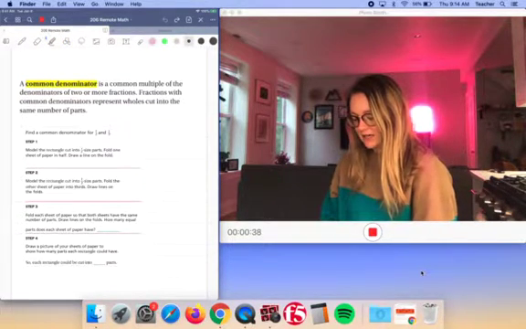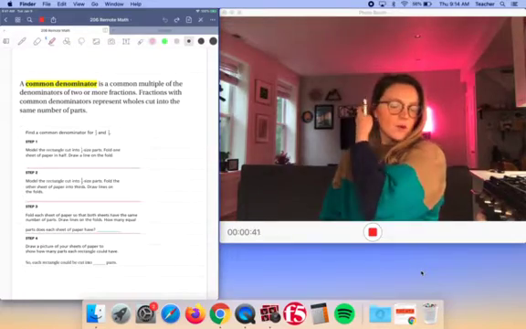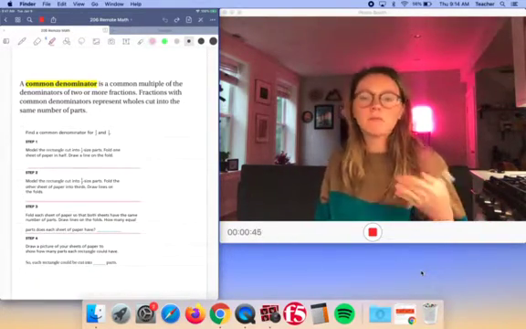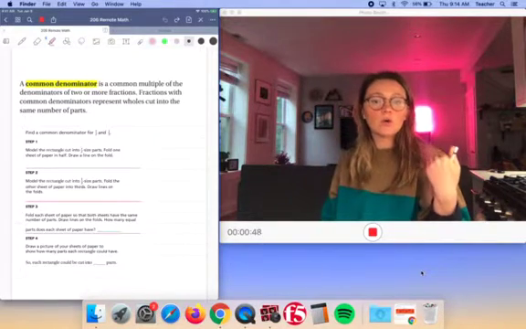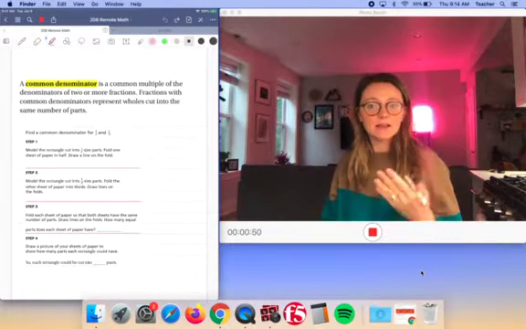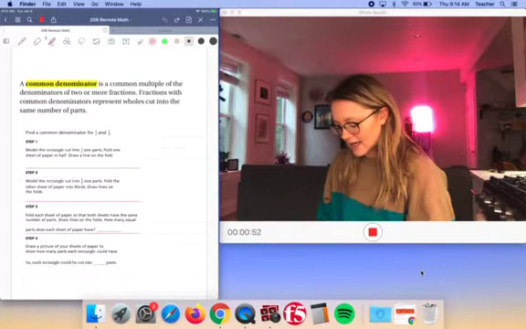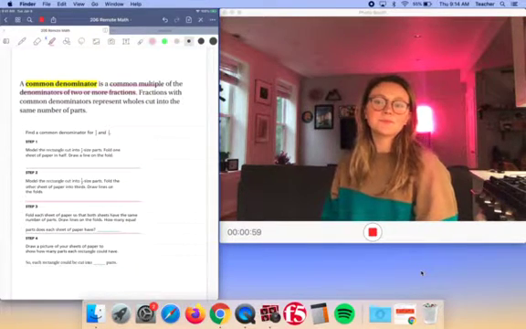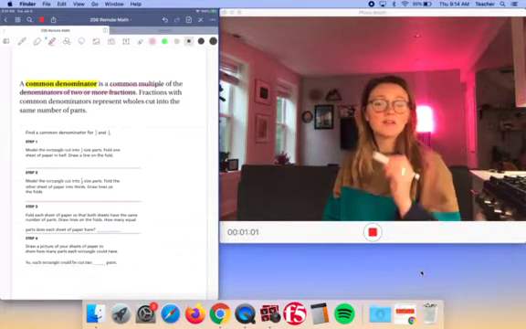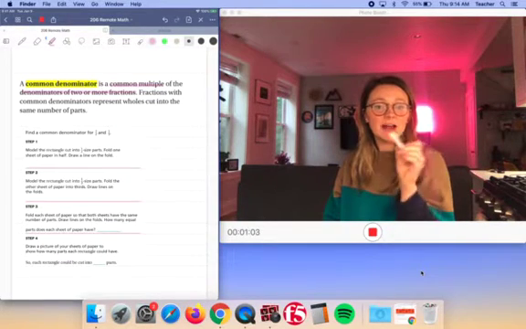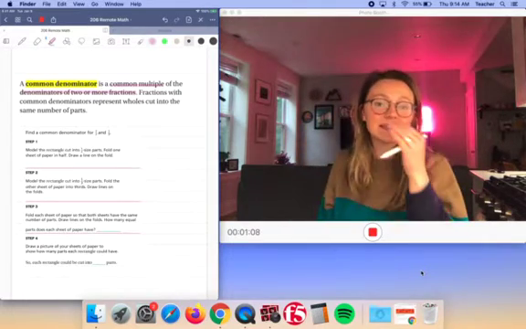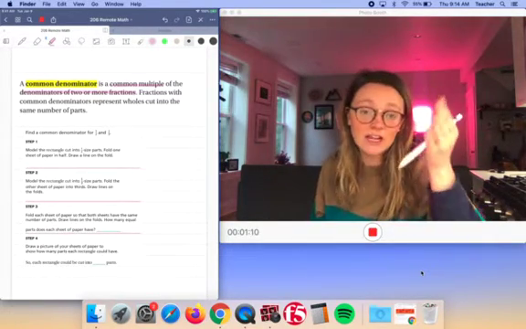So today we're going to talk about common denominator. And common denominator is super interesting. What we know about the word common is that it means same. It means equal to. So when we think of common denominators, it's actually pretty simple. It's a common multiple of the denominator of two or more fractions. And all that means is we're going to find a similar denominator so that two fractions have the same denominator.